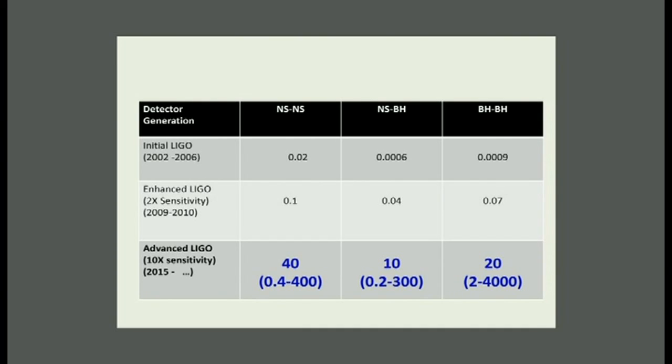Uncertainty in astrophysics can make this as small as 0.4, can make it as large as 400, and similarly the numbers are given here. So as you can see, we are neither choosing the very optimistic number nor the very pessimistic number. We are choosing what is called in statistics numbers at 90% confidence level. So we think that this is what we will really be seeing in the coming years.